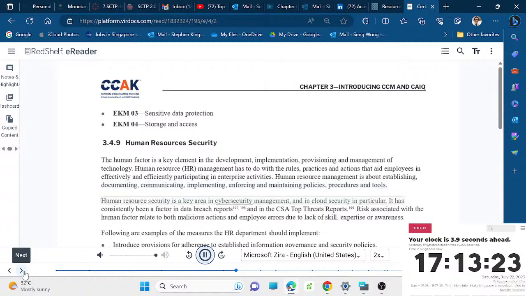Human resource security is a key area in cybersecurity management, and in cloud security in particular. It has consistently been a factor in data breach reports.